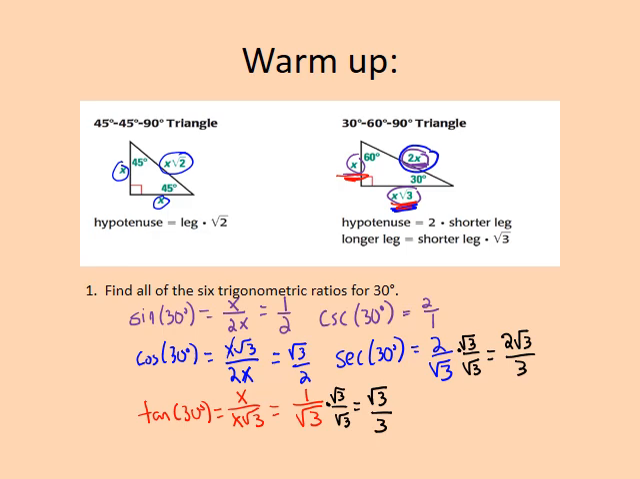Now cotangent is the reciprocal of tangent. So the cotangent of 30 degrees, let's take this one to make our lives a little easier when we do the reciprocals, would just be root 3 over 1. That's already rationalized. So the cotangent of 30 degrees is just root 3.